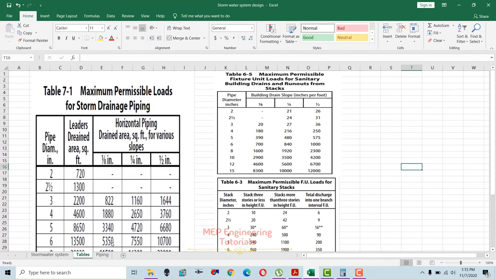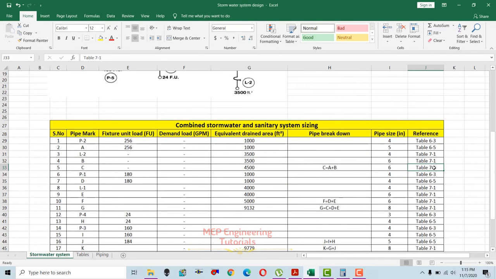So 4500 square feet is in between these two values. So we're going to use the higher value, 5350 fixture units, and check the pipe size in here. Again, this is horizontal piping, so we are using 1/8 inch per foot slope. So for 5350, the pipe diameter is 6 inches, so we have used 6 inches in here.